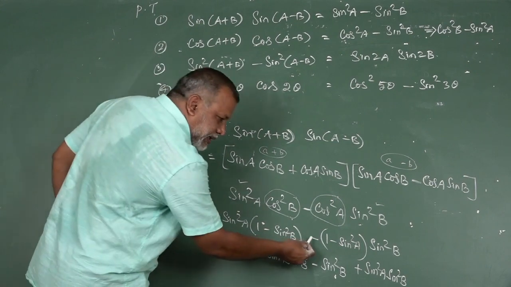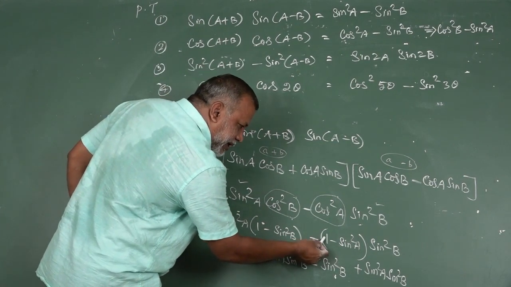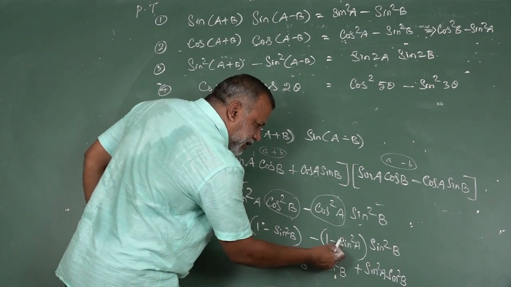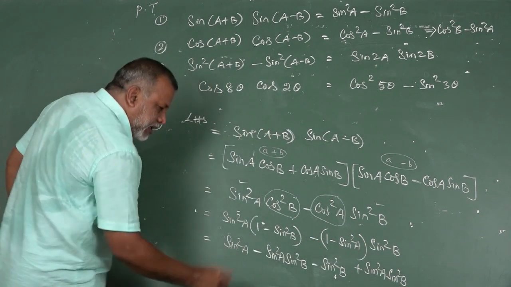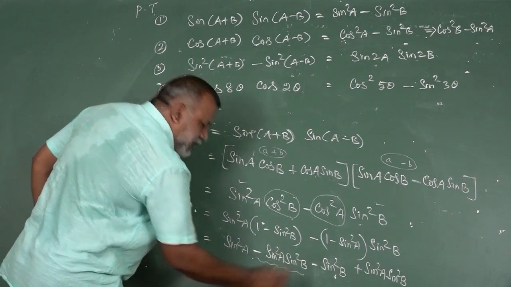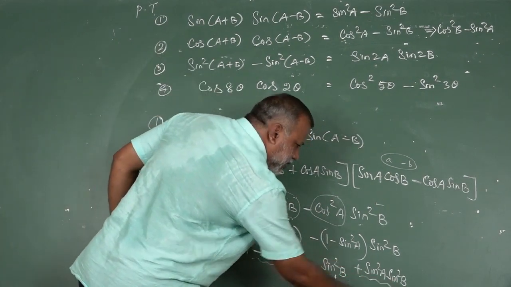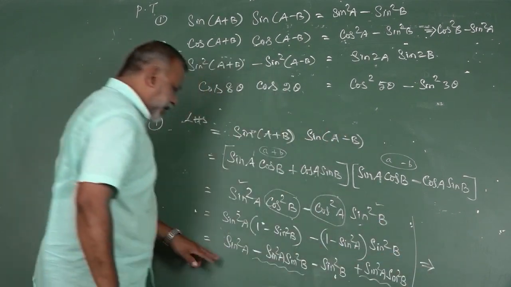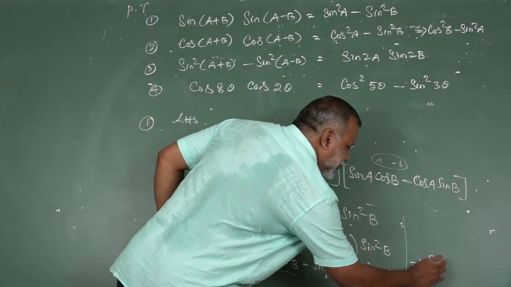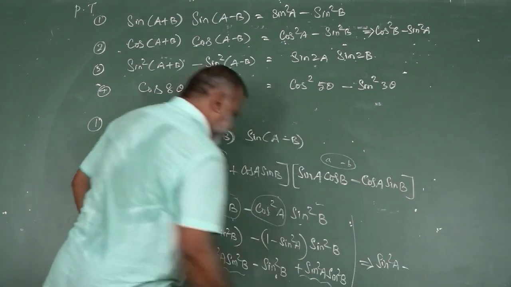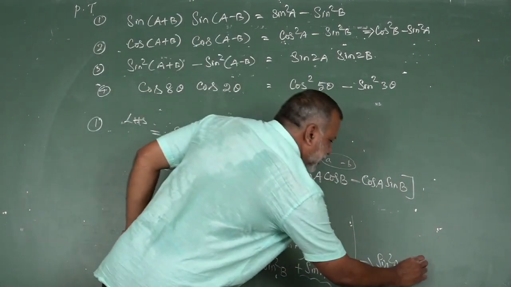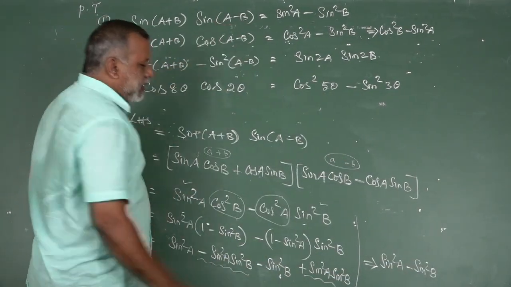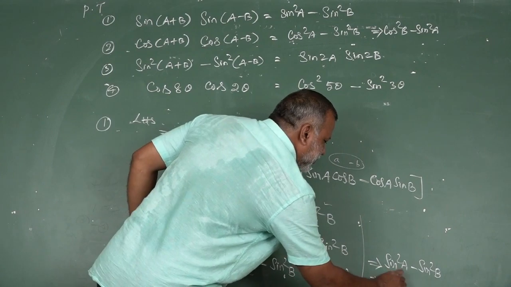Listen carefully, this negative will open, so negative multiplied with 1 means sin squared B with the negative symbol. Negative of negative becomes positive: sin squared A sin squared B. Now listen, this one negative, this one positive. What are the remaining values? From this, the remaining value is sin squared A minus sin squared B. That is your required proof, the RHS.